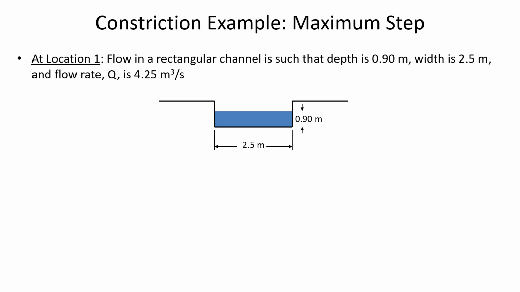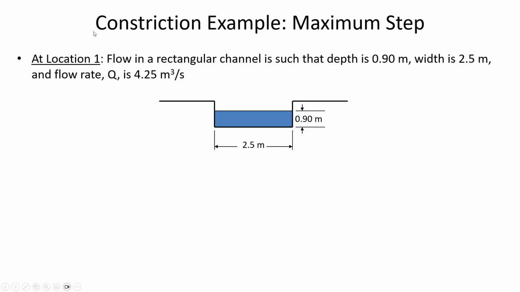So let's take it to a specific example. Let's consider this case of what if we had a channel that's 2.5 meters wide and 0.9 meters deep, and we're trying to put a flow rate of 4.25 cubic meters per second through there. Okay, so that's upstream at location 1. That's the headwater before the change, before some obstruction.